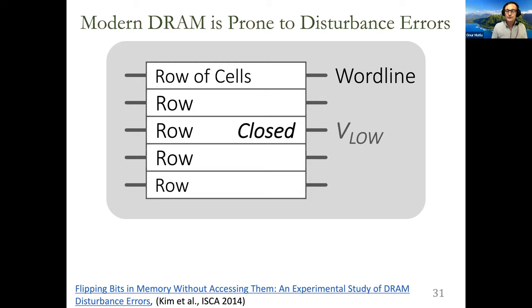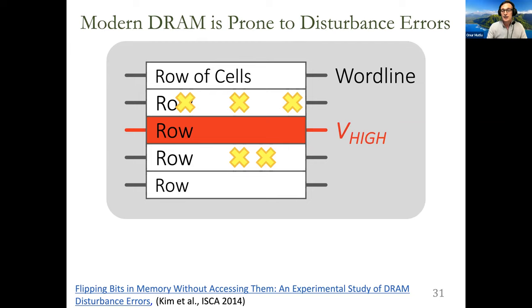Now, it turns out if you keep doing this repeatedly, over and over, apply high voltage, low voltage, activate, pre-charge, activate, pre-charge to the same row, physically adjacent cells in physically adjacent rows get corrupted. Not all cells, a fraction of the cells get corrupted. These cells are called RowHammer vulnerable cells. Clearly, this should not happen, right?